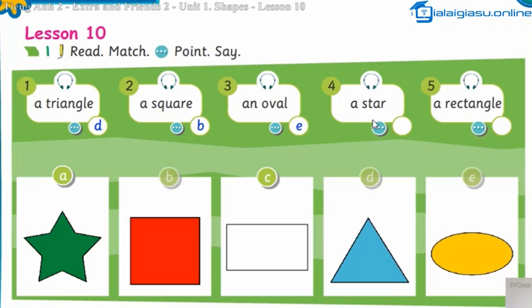And number four, a star. A star is A or C? It is C? No, it isn't. So it is A. Very good. And the last one is C. A rectangle là hình chữ nhật, đúng rồi. A star là hình ngôi sao. Các bạn có làm đúng hết 5 câu này không? Good job. Now we move to the next exercise.